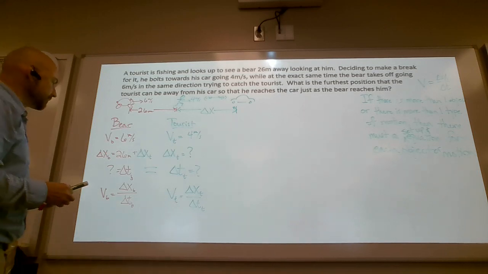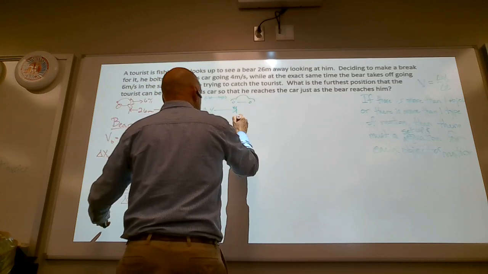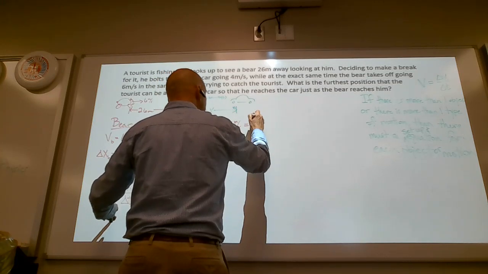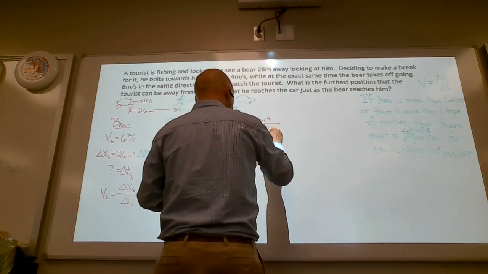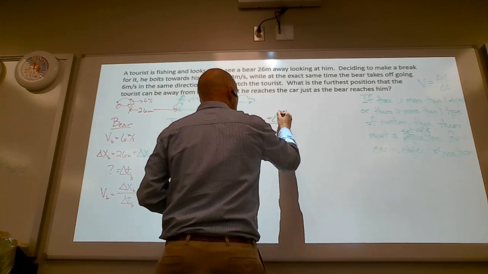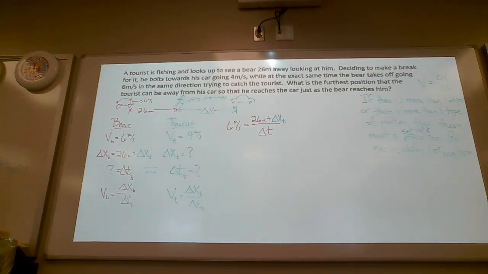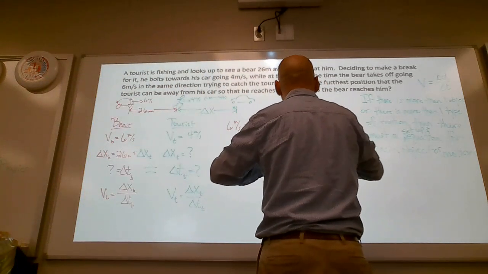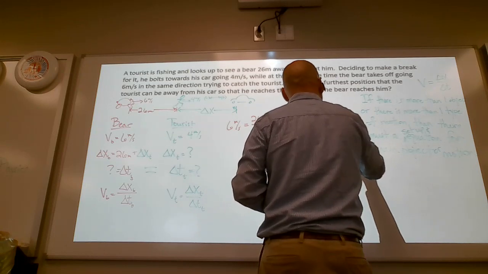Almost. One more step. I've got my variables set up, so I plug them into this equation. For the bear, 6 meters per second is equal to 26 meters plus my displacement of the tourist, over time. Since the bear and the tourist have the same amount of time, I don't have to put a sub B and a sub T. They're the same, so I'm just going to say delta t. Okay, so that's the bear. The tourist: 4 meters a second is equal to displacement of the tourist over time.